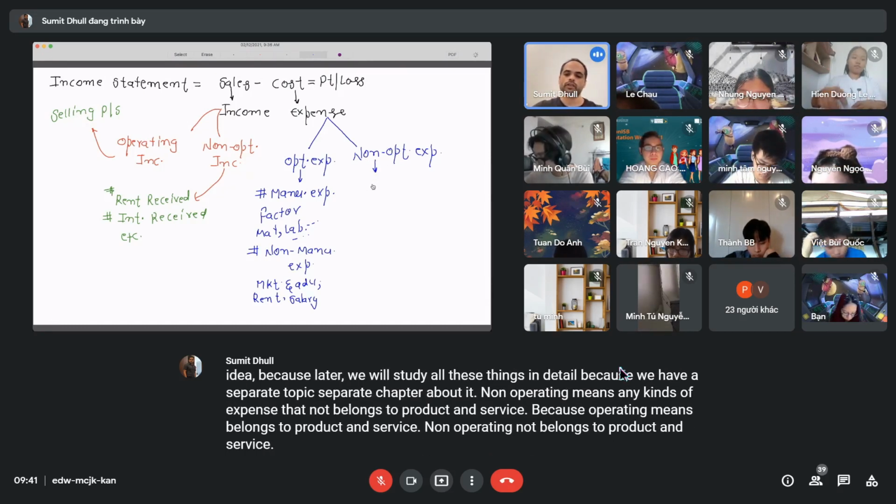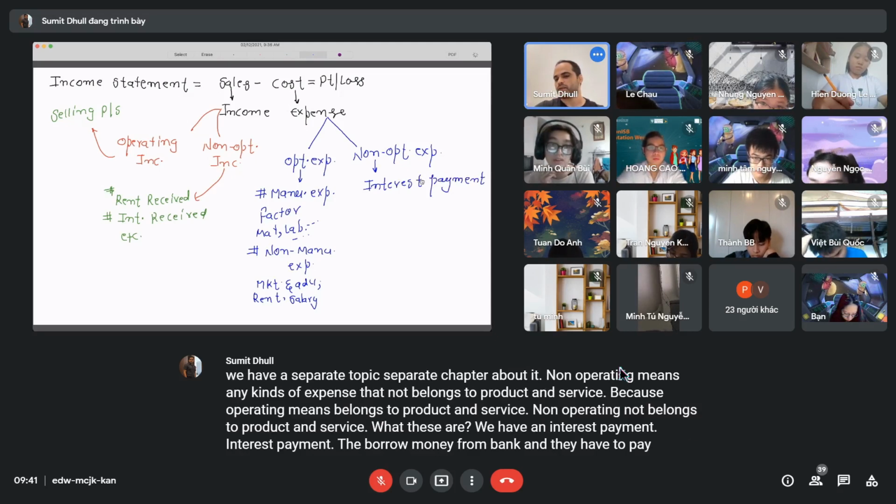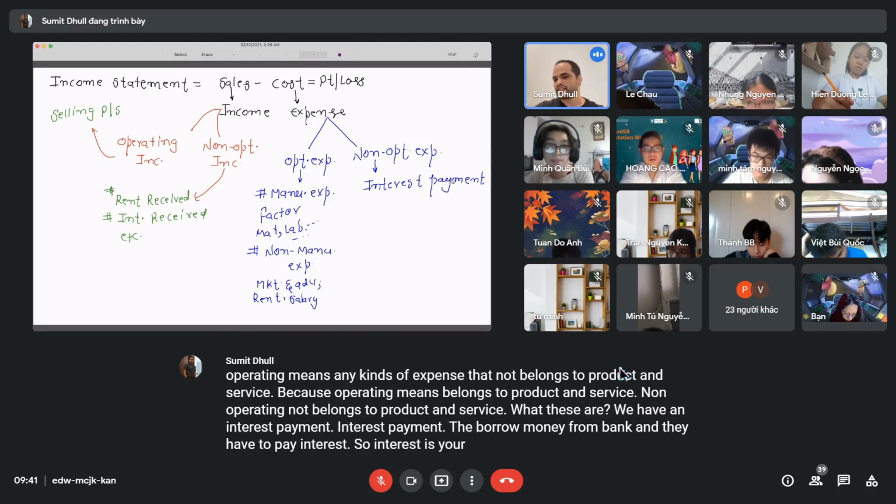What are these? We have interest payment. We borrow money from bank and we have to pay interest. So interest is your expense. Interest payment is your expense.